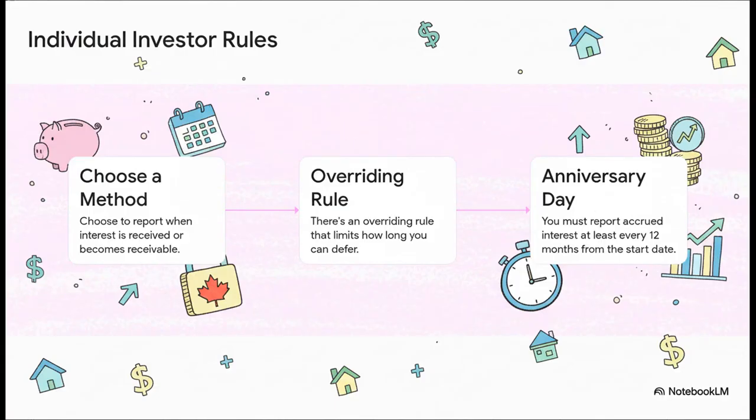And here it is, the big catch. While you have some choice, you can't just delay paying tax forever. There's this rule called the anniversary day accrual method, and it basically forces your hand. The bottom line is, at least once every year, on the anniversary of when you bought the investment, you must report all the interest that has piled up. So that rule really limits how long you can put off paying that tax.